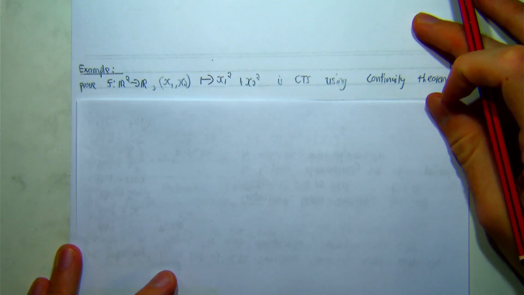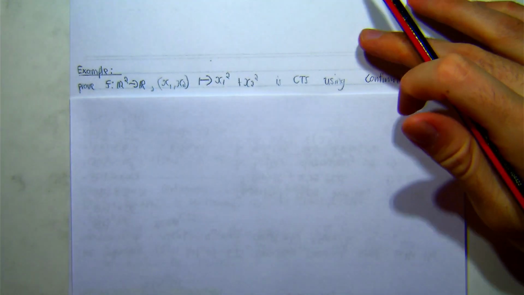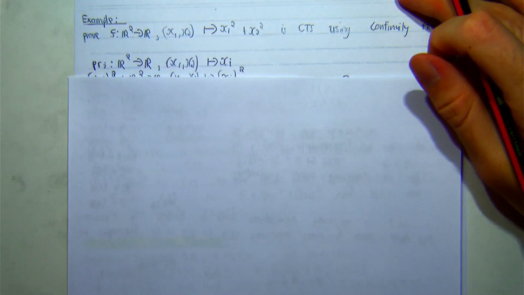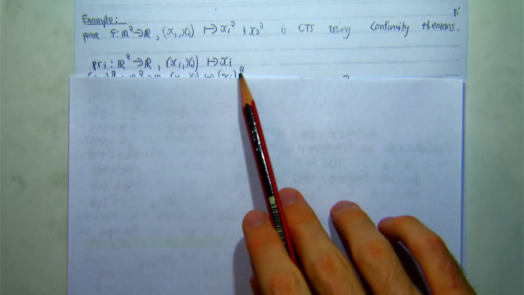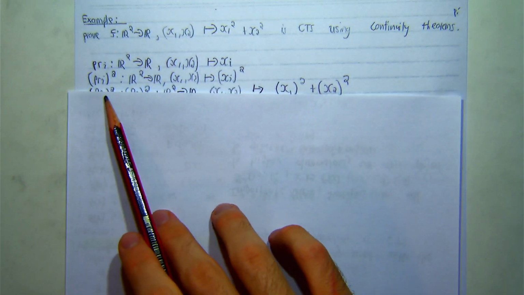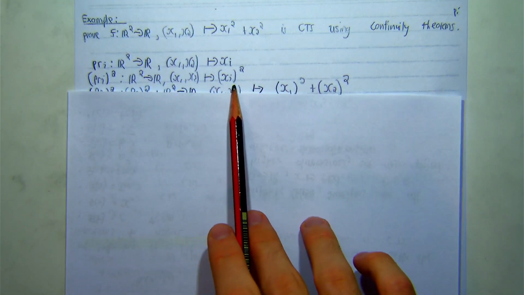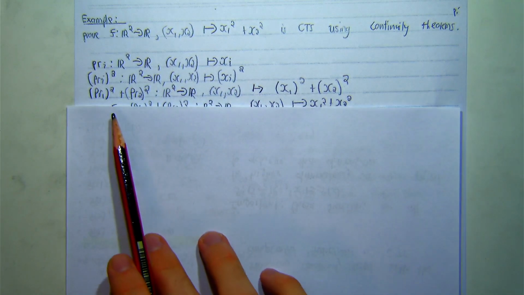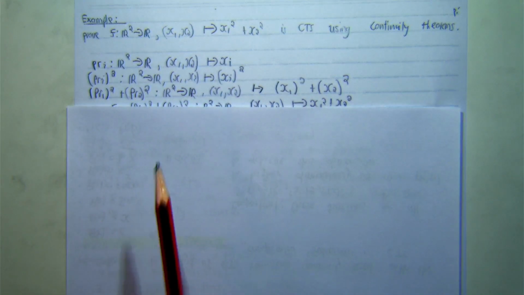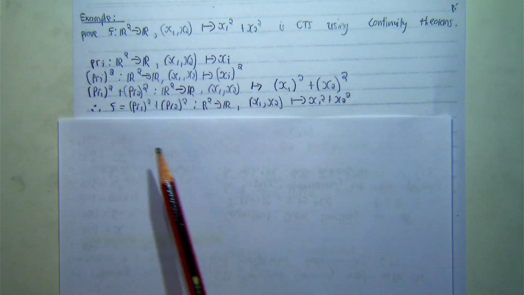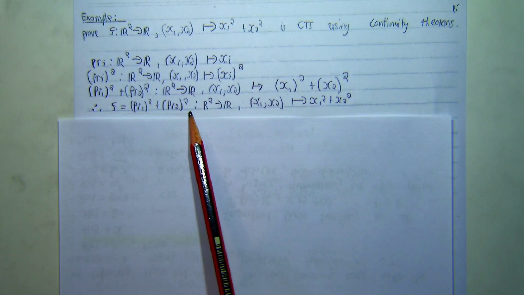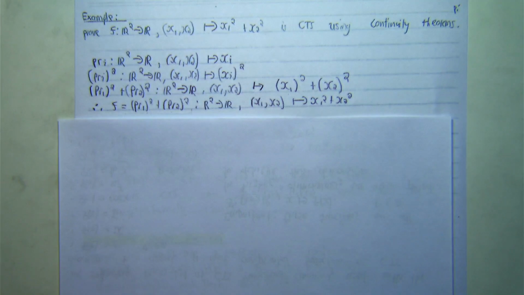If we wanted to prove that x1 squared plus x2 squared is continuous using continuity theorems, we could do something like this. First of all, notice that the projection pr_i is just taking x_i, and the projection pr_i squared is going to be x_i multiplied by x_i. Adding projection 1 squared plus projection 2 squared gives us x1 squared plus x2 squared, and that f is just equal to this. So f is equal to pr1 squared plus pr2 squared. That is the same thing as f.